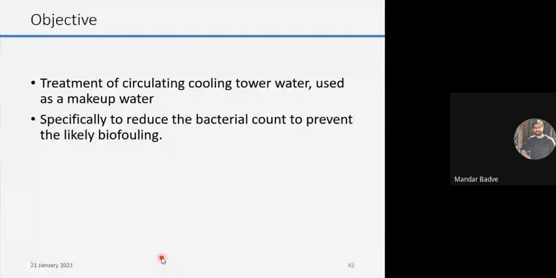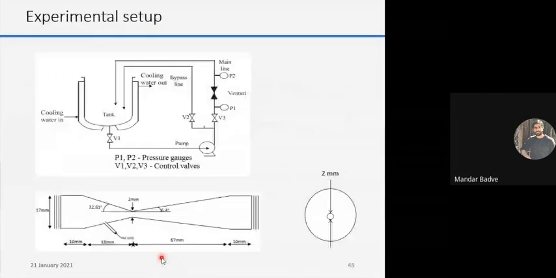Because if it is not disinfected, it forms fouling and scaling and reduces the efficiency. The idea was just to disinfect it and maybe try it as cooling water, right? And the idea was to specifically reduce the bacterial count to prevent the likely biofouling. So that was the major objective, to prevent biofouling of this wastewater, right? Again, a similar type of setup was used, like I explained previously. The circular type of venturi was used, and the orifice plate was again used.